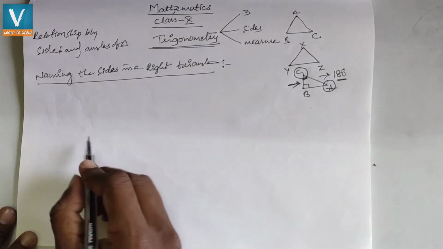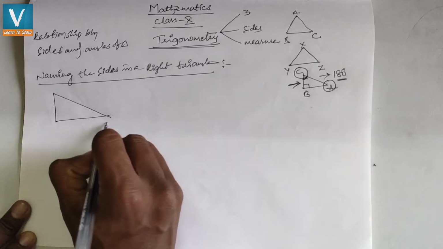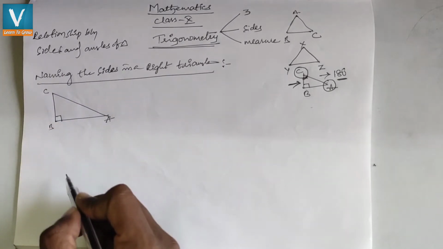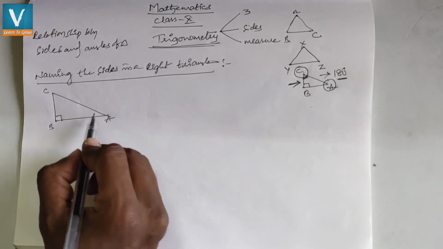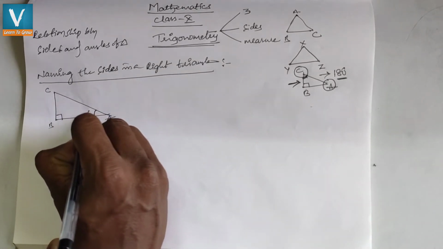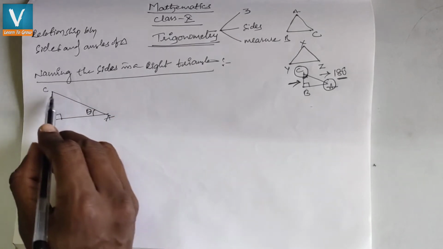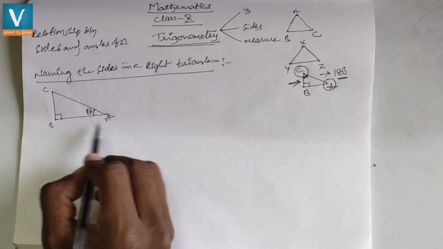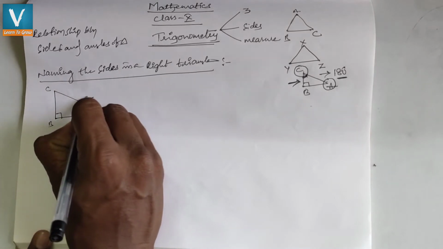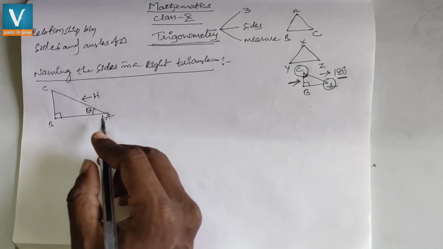So considering a right triangle ABC, with the right angle at B. Now we will observe from A or C. Suppose I am observing from A. The angle I am representing as theta. So what will you say about AC? In this triangle, comparing to AB and BC, AC is the longest side. The longest side we indicate as the hypotenuse.